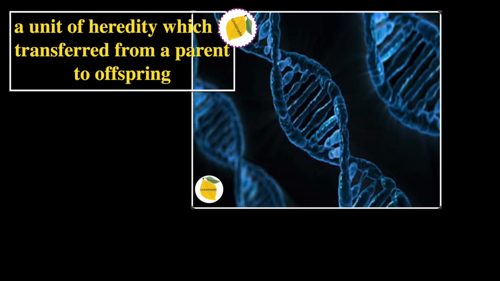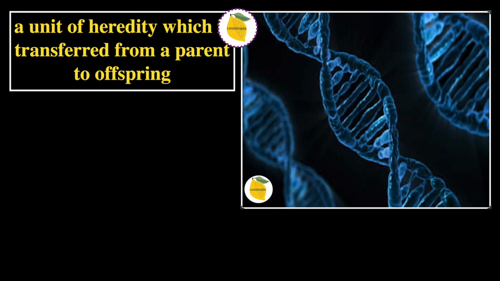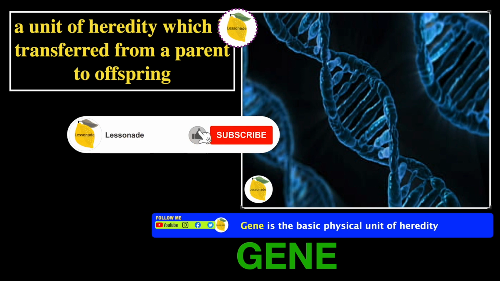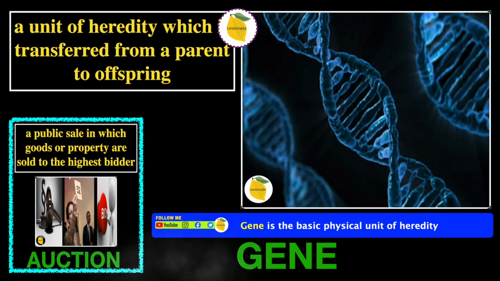The next one is a unit of heredity which transferred from a parent to offspring. And in this picture we can see a unit of heredity which transferred from a parent to offspring. Therefore the word will be gene. And the sentence for this word is, gene is the basic physical unit of heredity. So before we go into the next one, let's try to recall the previous slide. The word we learned in the previous slide is auction. Let's go on to the next one.